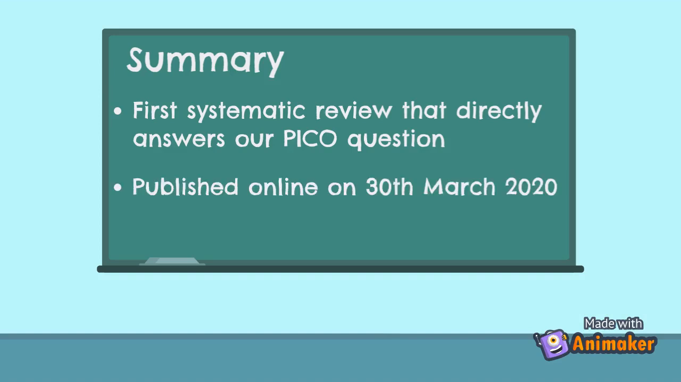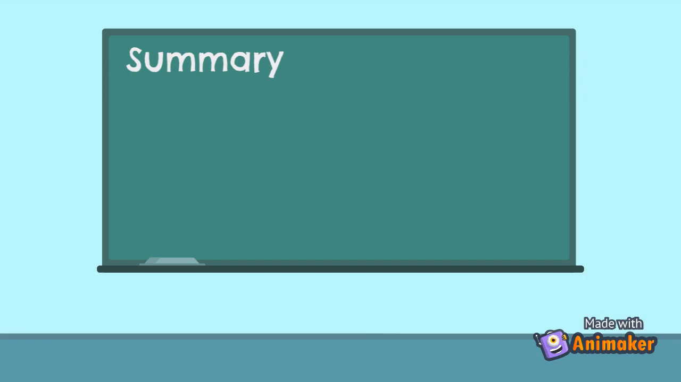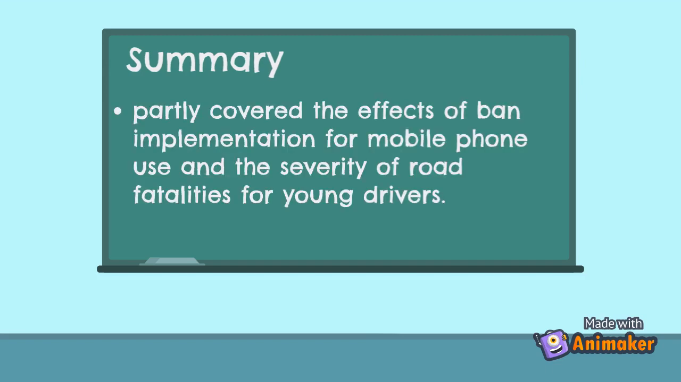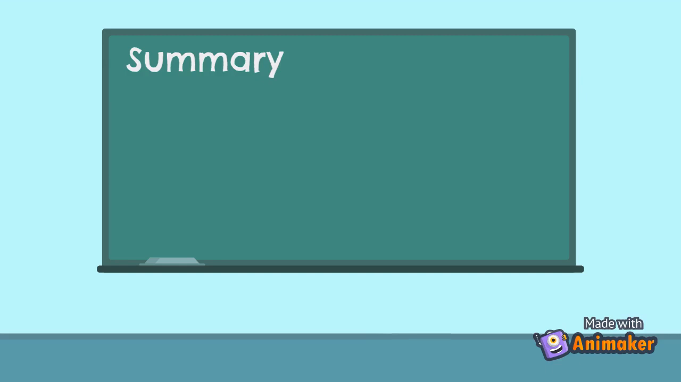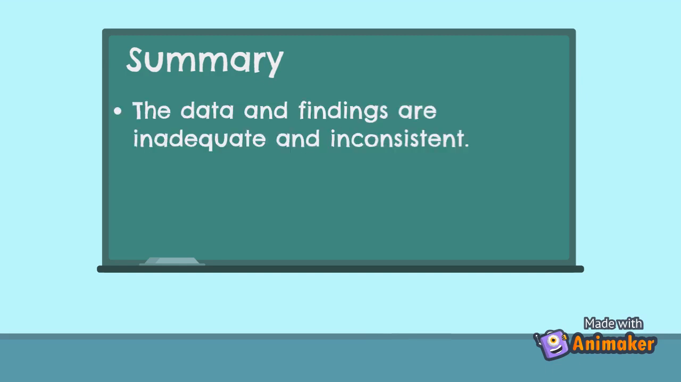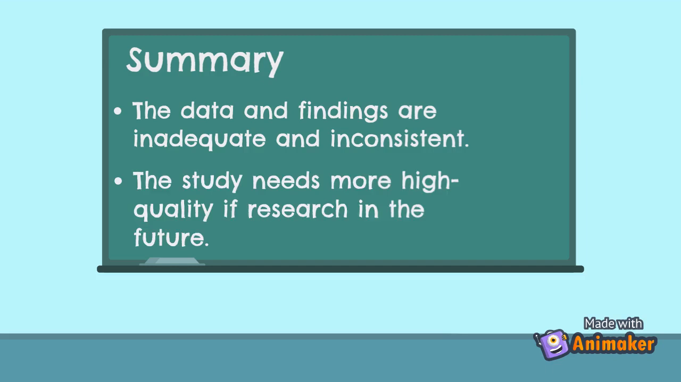This study represents the first systematic review to assess the correlation between the implementation of penalizing mobile phone use while driving and the severity of injuries and traffic fatalities. The study partly covered the effects of ban implementation for mobile phone use and the severity of road fatalities for young drivers, but it focuses more on the general population. Given the data and findings, penalizing mobile phone use while driving to prevent road traffic fatalities in young drivers is inadequate and inconsistent, thus needs more high quality research.